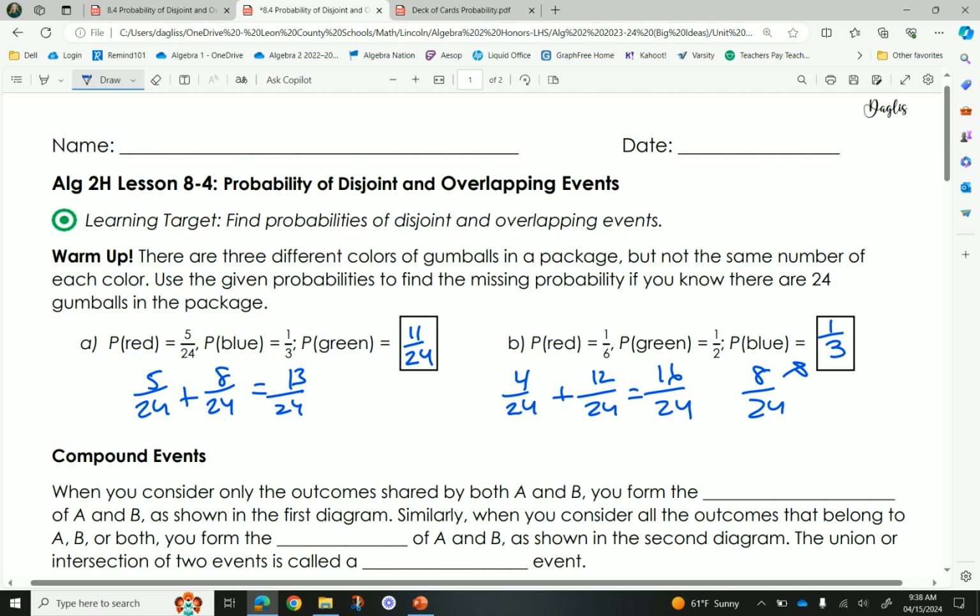Yeah? What's up? Yep. You're good. That's another way to do it. She just converted 1/2 to 3/6. So you got 4/6, which reduces down. Yep.